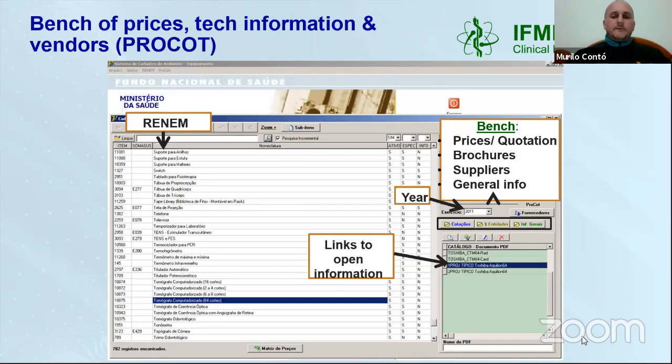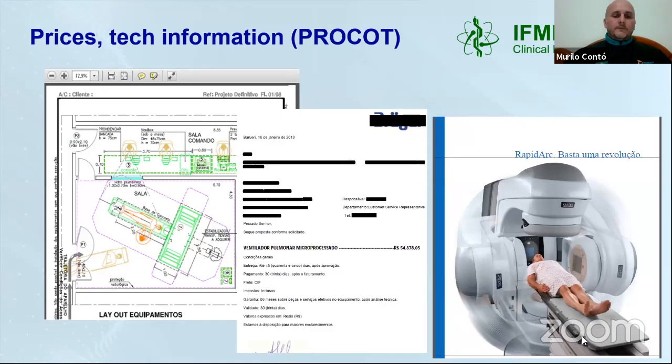This is the picture about PROCOT, the bank of price and technical information, with the bank of quotations, brochures, a list of vendors and suppliers, and all this kind of information sorted by year. It is very important to consult the price and the history of price year by year. Here are some examples of that kind of information about price and technical information obtained by the cooperation program, PROCOT.